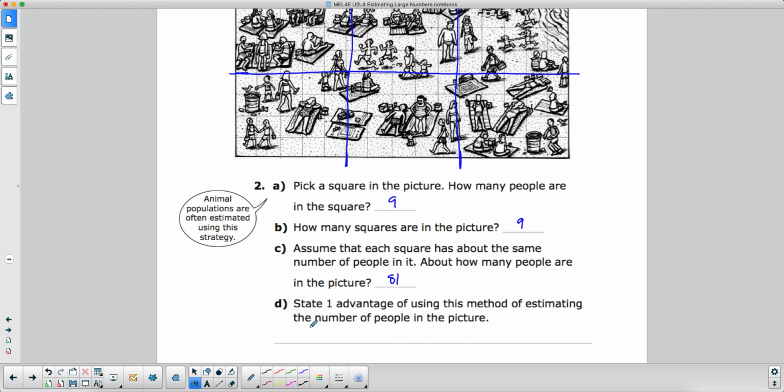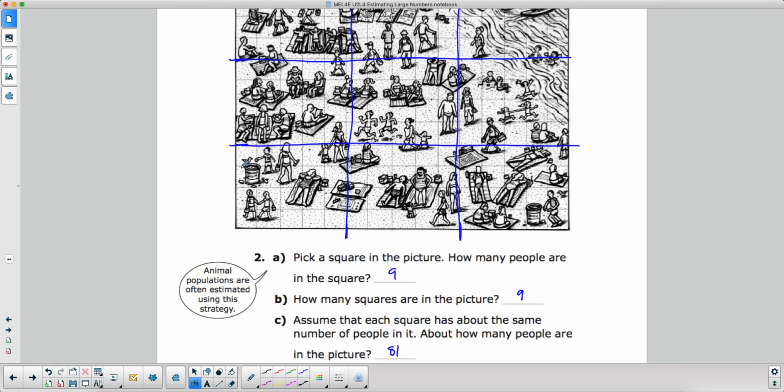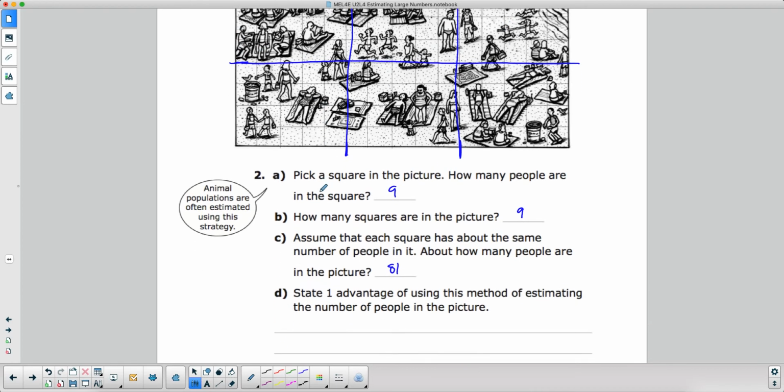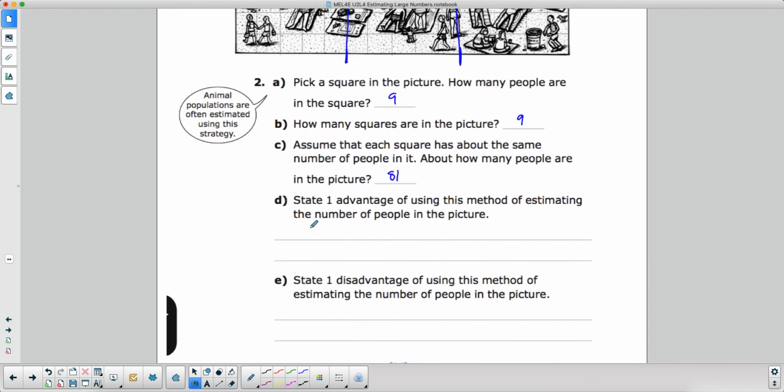State one advantage of using this method to estimate the number of people in the picture. This method is kind of what I did before. I basically counted 10 people and then decided that that area went around the other way. This is more systematic than just a guess. If you do it more systematically, there's a good chance you're going to get a better estimate. So it leads to a better estimate.